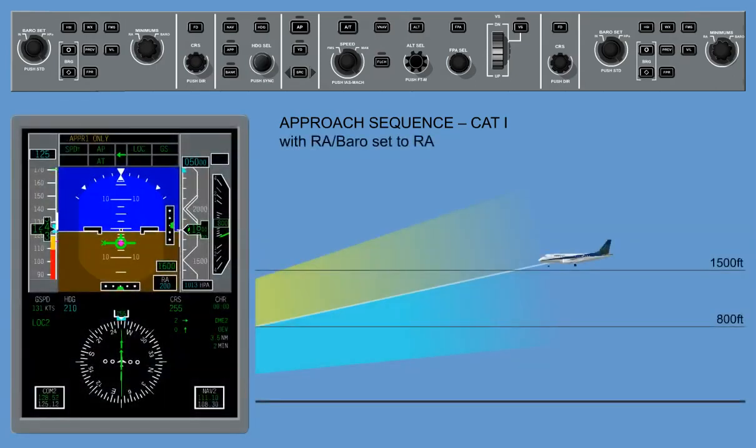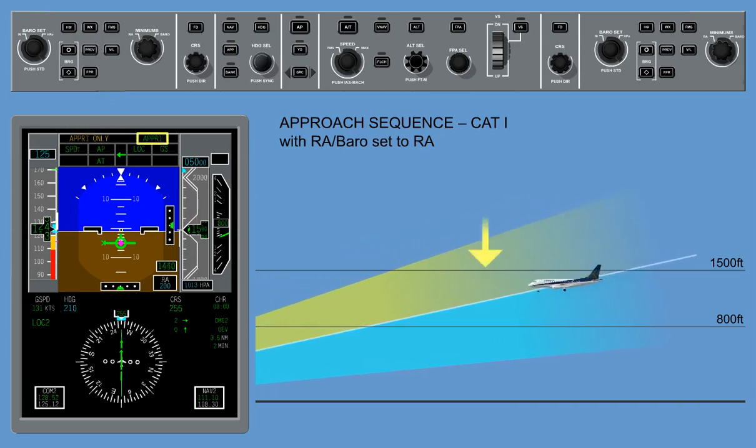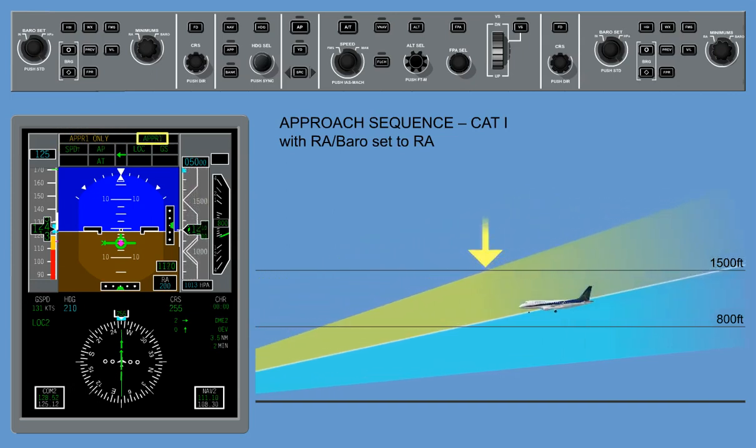As the approach continues, a green autopilot approach 1 status annunciator will be displayed below 1500 feet, in addition to the amber autopilot approach 1 only status. When RA baro is then correctly selected to baro, the autopilot approach status indication will change to the correct Cat 1 configuration.